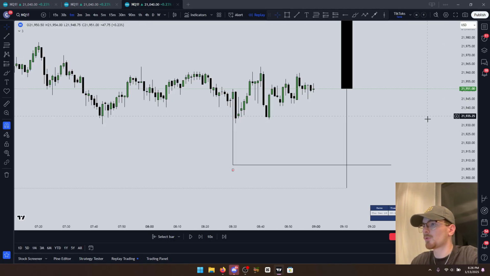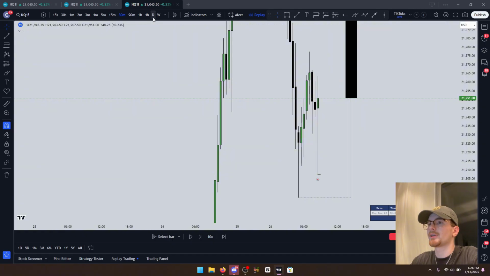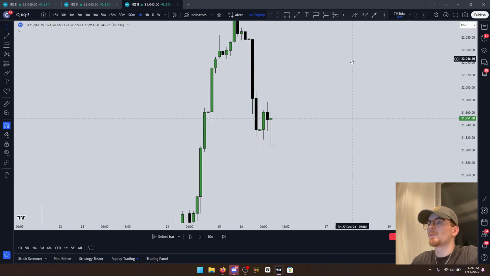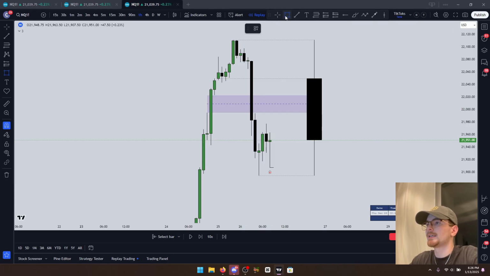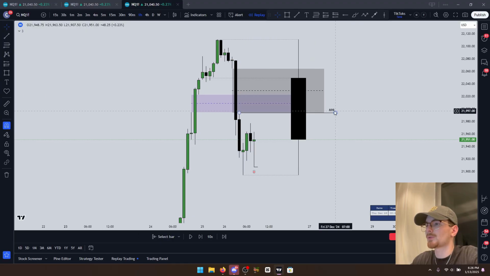So for this example, we're looking at unemployment claims, and you can see if we go on a higher time frame up to the 90-minute, we have actually just inversed a 1 hour gap here and created another hourly gap over that, making it a balanced price range. So price does not need to come back up into this spot here. However, if we do, we can expect a pretty strong reaction away from it.